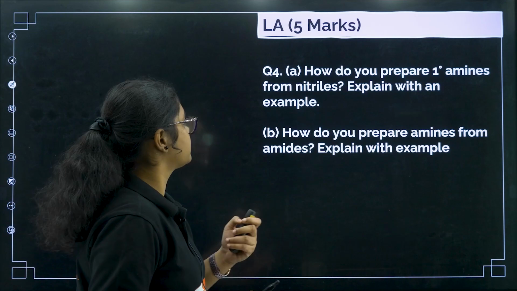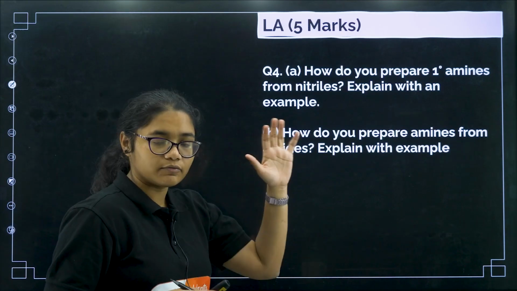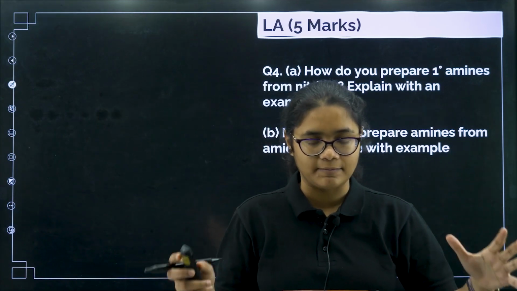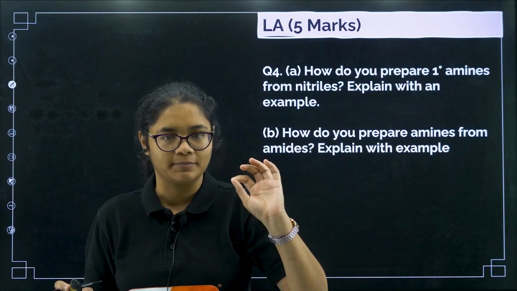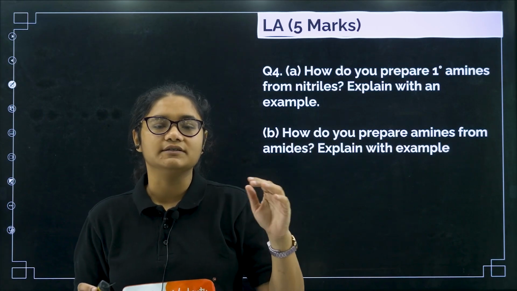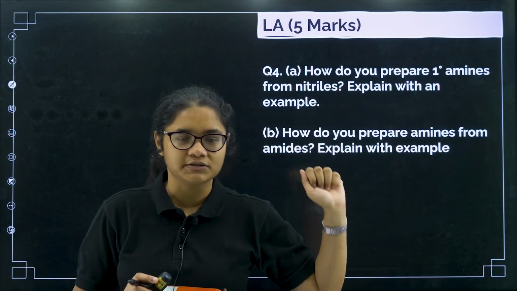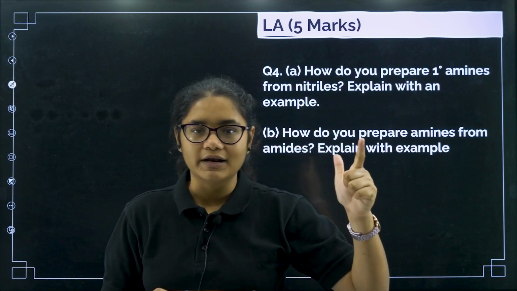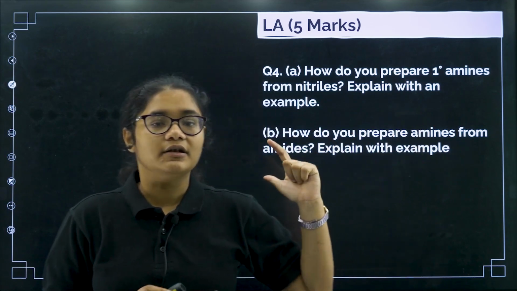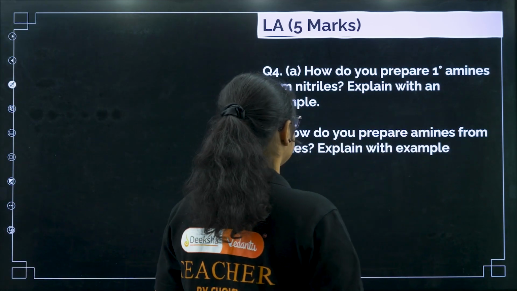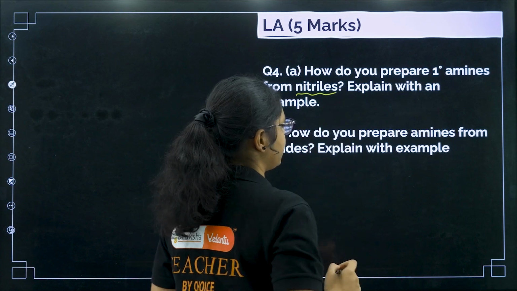Next, let us move towards question number 4. So you can see now we are in the preparation chapter. I told you there are 6 methods of preparation, right? The first one was your nitro compounds. We discussed questions from that. Then we discussed ammonolysis, some reactions questions. Now we are in the method of preparing from nitriles.